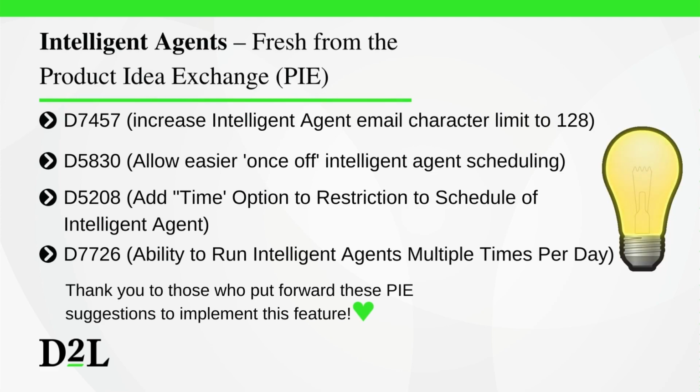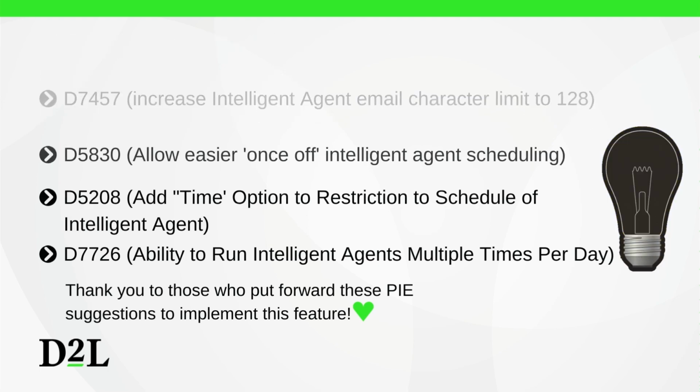This feature implements the following PI items: D7457, increase intelligent agent email character limit to 128. D5830, allow easier once-off intelligent agent scheduling. D5208, add time option to restriction in schedule of intelligent agent. And D7726, ability to run intelligent agents multiple times per day. Thank you to those who put forward these PI suggestions to implement this feature.